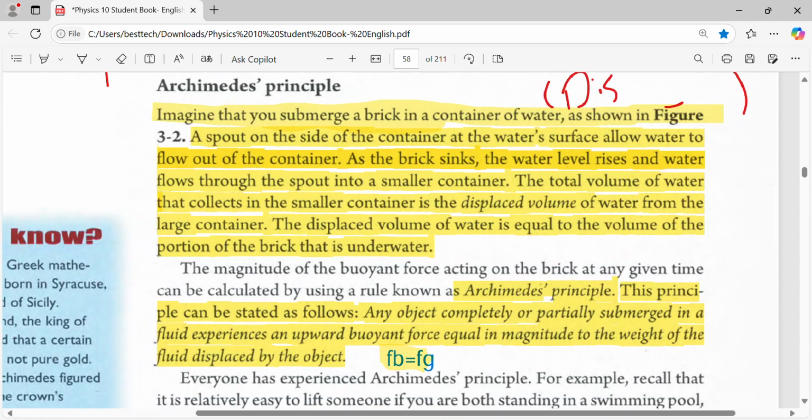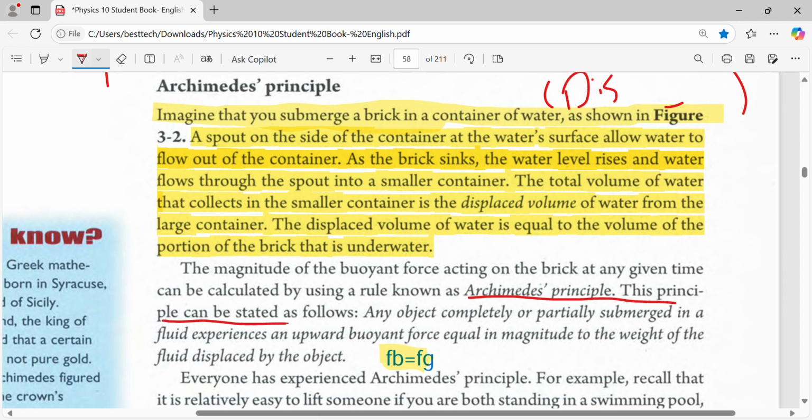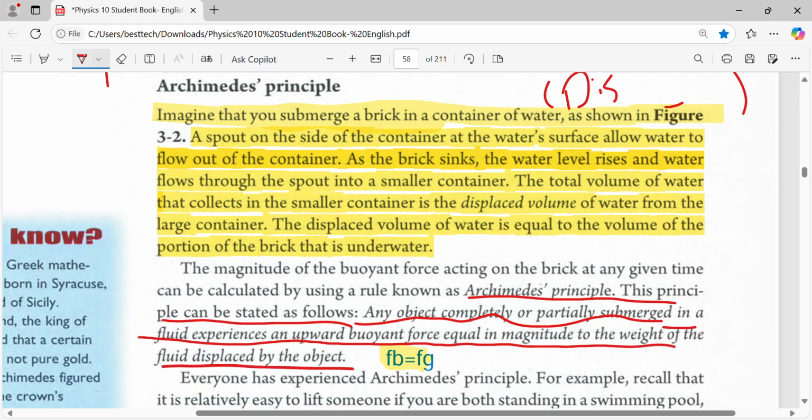Okay, guys, what I explained here is written. But Archimedes' principle is important to memorize. It can be stated as follows: any object completely or partially submerged in a fluid, like the brick completely or partially coming under the water, experiences an upward buoyant force equal to the magnitude of the weight of the fluid displaced by the object.